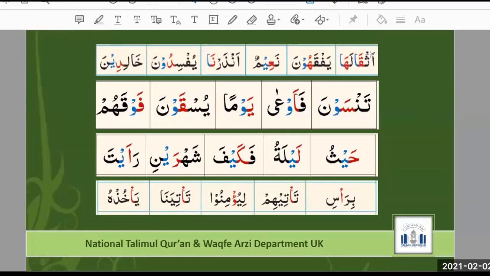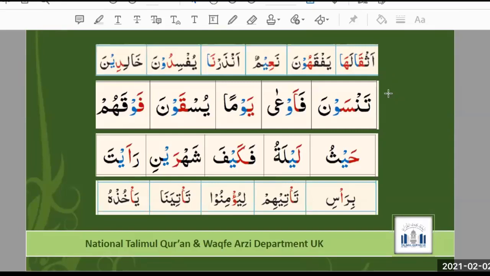Yes, please. The first row, that's a harful mad. The second row is harful lean with vowel. The third one is harful lean with ya. And then the last row is hamza sakin. Excellent. Well done. Jazakumullah. Now please read first line.